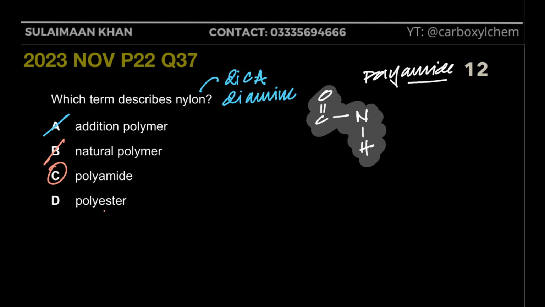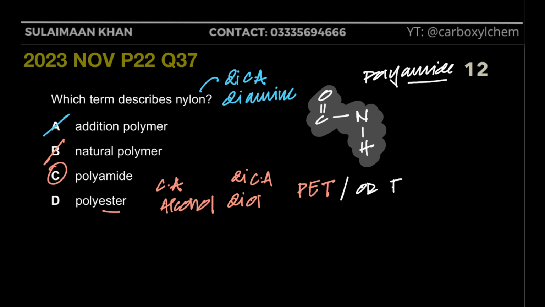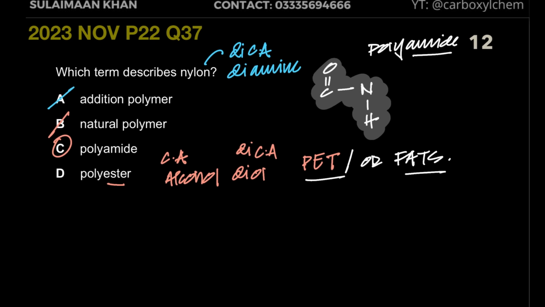Is it a polyester? No. For it to have an ester linkage, you must have had the carboxylic acid functional group reacting with the alcohol functional group, right? So you must have had a dicarboxylic acid and a diol, just like in PET, polyethylene terephthalate, also known as terylene, or just like in fats, right? But the beauty is that fats is a natural polyester and PET or terylene is a synthetic polyester. So C is also wrong. D is also wrong.